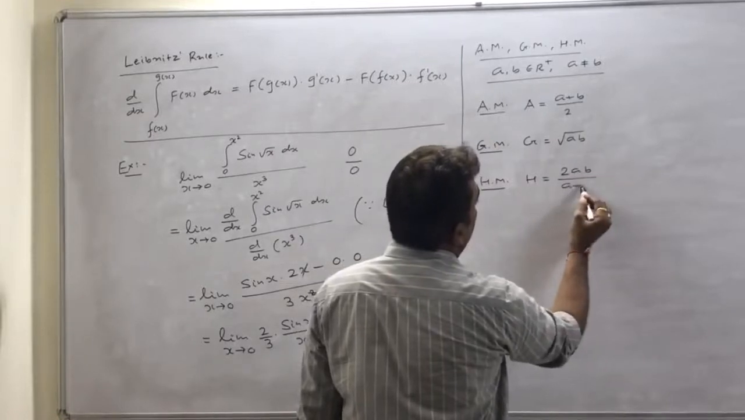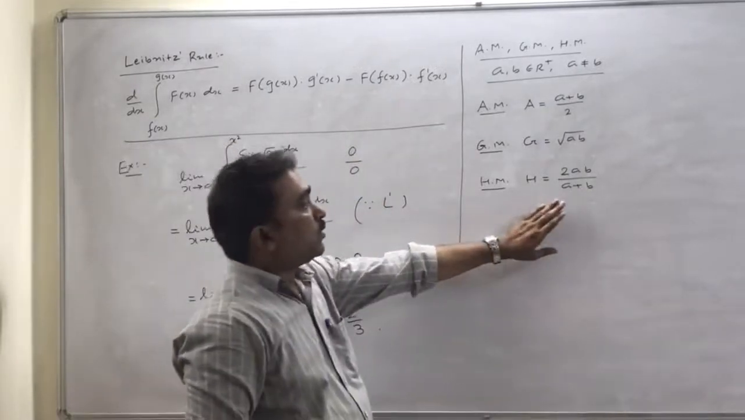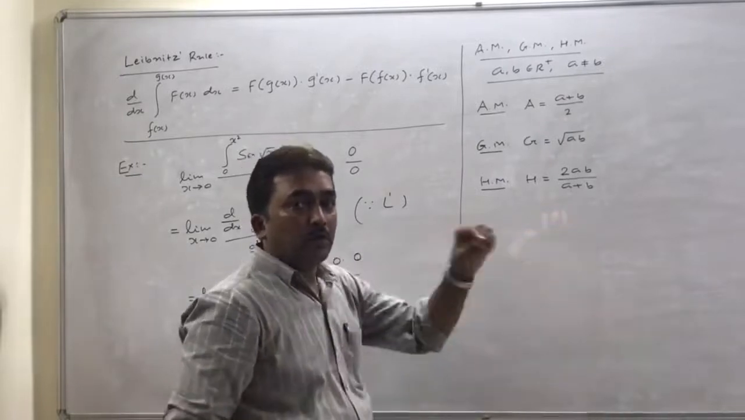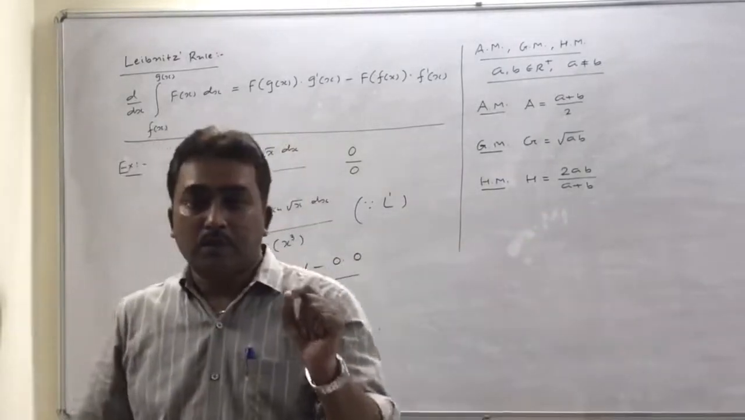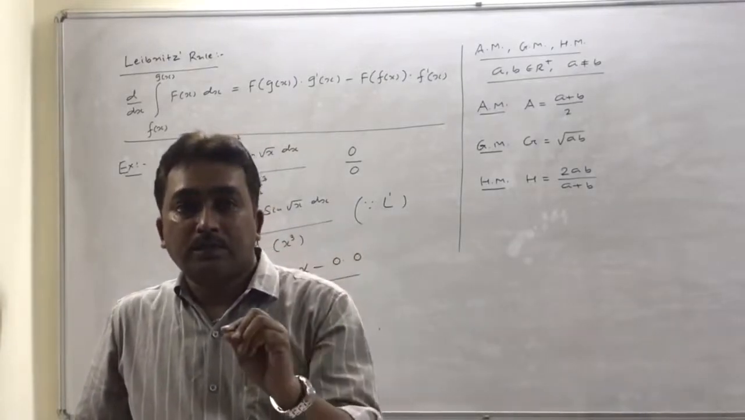It is 2AB upon A plus B. H is equal to 2AB upon A plus B. Before starting the harmonic mean, what is the concept of the harmonic mean? It means, what is the concept of harmonic sequence.